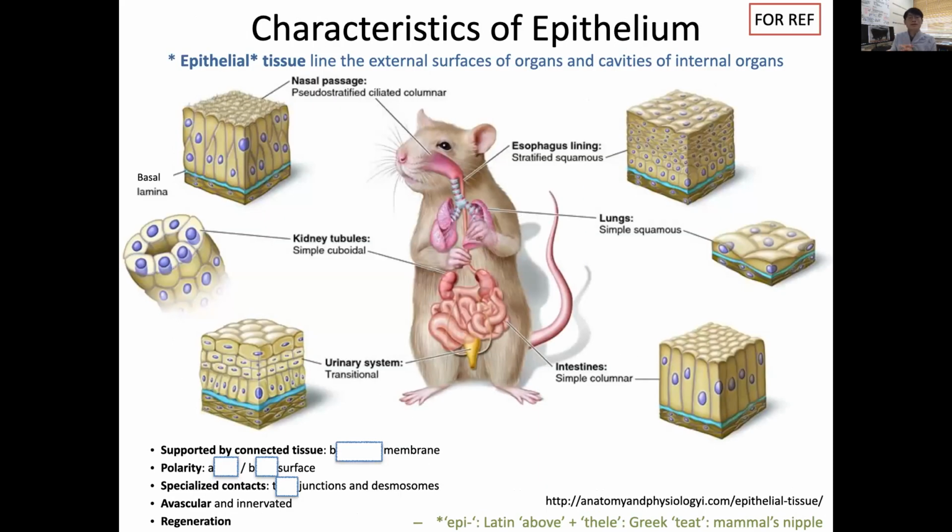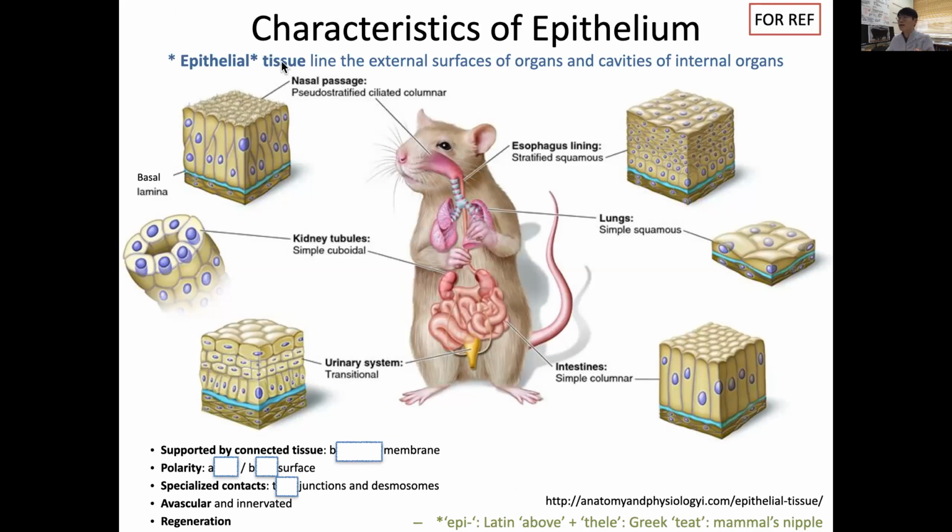So let's discuss more of the epithelium. Epithelium has such an important function that I want to explain a little more. In medical aspects, why is epithelium important? What does epithelial tissue or epithelium mean? Epi means above, that's the surface. And thelia is a Greek word for teat or a mammal's nipple. So probably we got this term from these.